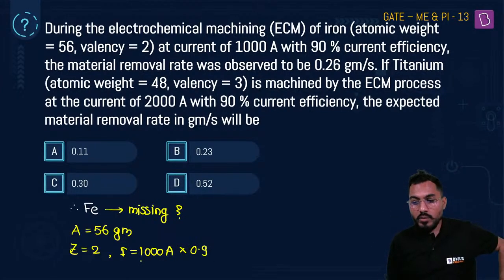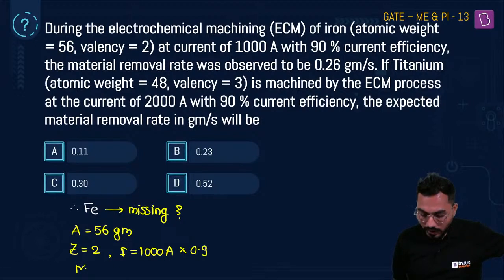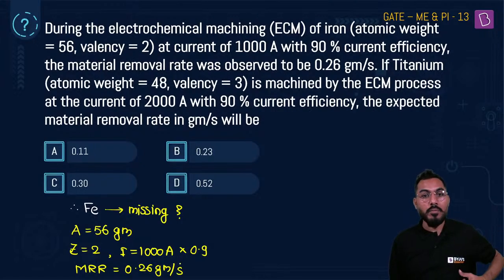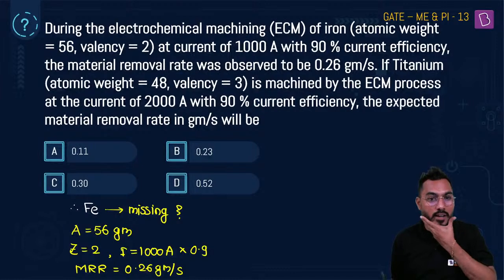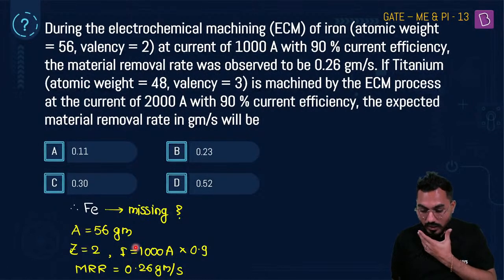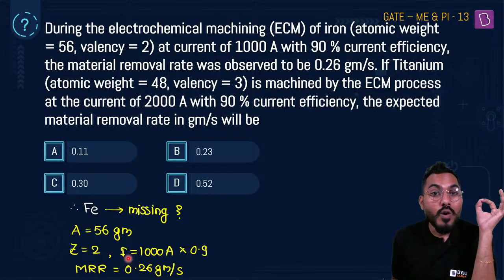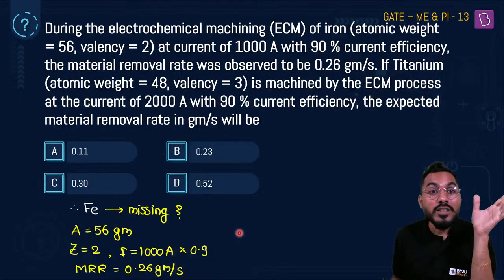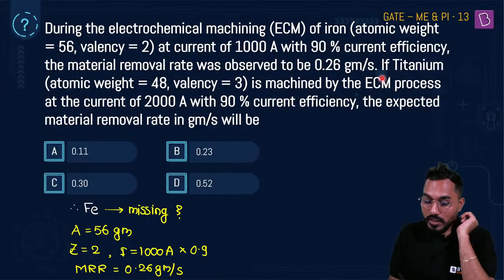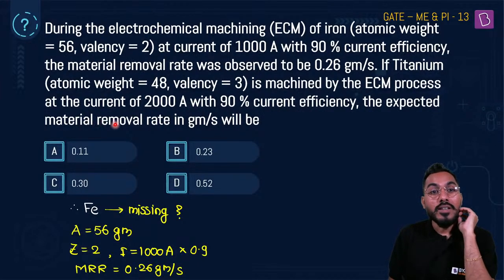So this is the current going to be used in the system, and material removal rate from here is calculated as 0.26 gram per second. Here can I say that gram atomic weight is given, the current is given, valency is given, material removal rate is given. What is missing? Faraday's constant is missing. And in the next case, if the titanium atomic weight 48, valency 3 is machined by the ECM process at the current of 2000 ampere with a 90% current efficiency, the expected material removal rate.